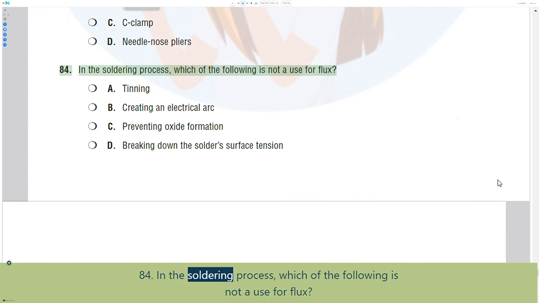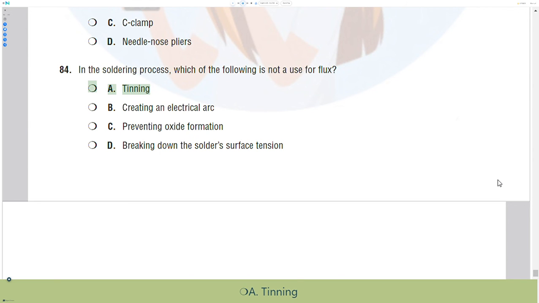84. In the soldering process, which of the following is not a use for flux? A. Tinning. B. Creating an electrical arc. C. Preventing oxide formation. D. Breaking down the solder's surface tension.